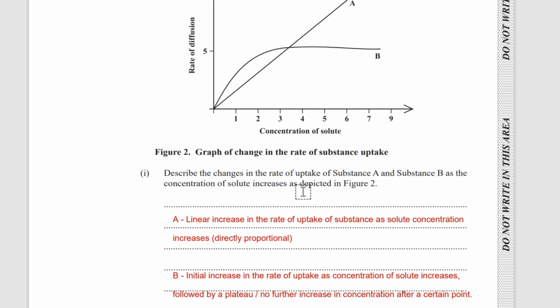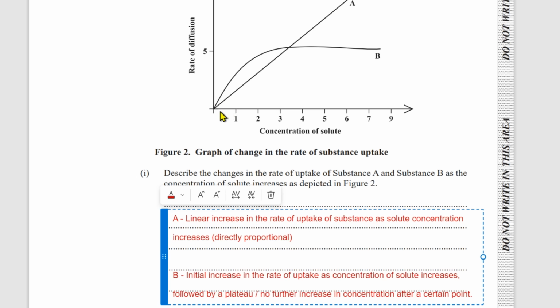All they ask here is to describe the changes. You don't need to go onto the microscopic level with carrier proteins. They're just asking you to concentrate on this graph. With A, there's a linear increase in the rate of uptake of substance as solute concentration increases. Easy. The more the concentration of solute increases, the more the rate of diffusion increases. That's depicted perfectly by the straight line.